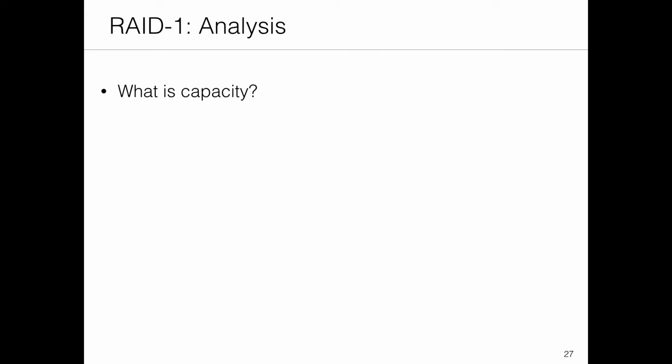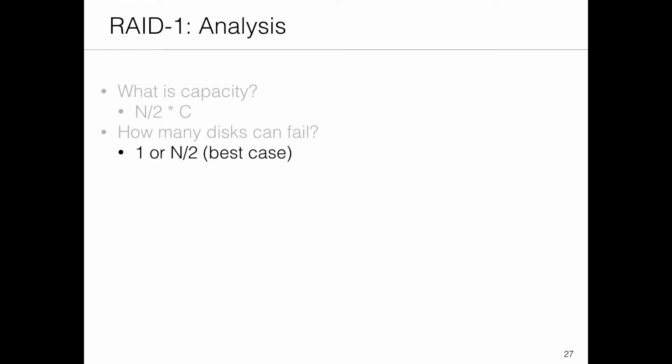What is the capacity of RAID level 1, given n drives and capacity of each of them being C? NC by 2. And how many disks can fail? 1 or n by 2.